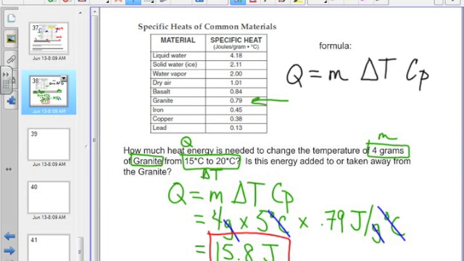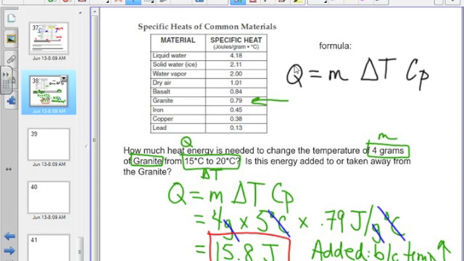So we've answered the first part of the question. Okay, it's right there. There's our calculation. But what about the second part? Is this heat energy added to or taken away from the granite? Well, to figure that out, we go right back to the temperature change. In this case, it went from 15 to 20 degrees Celsius. The temperature increased. To increase temperature means to increase the energy level. Therefore, this heat energy must have been added. So the energy was added because your temperature increased.